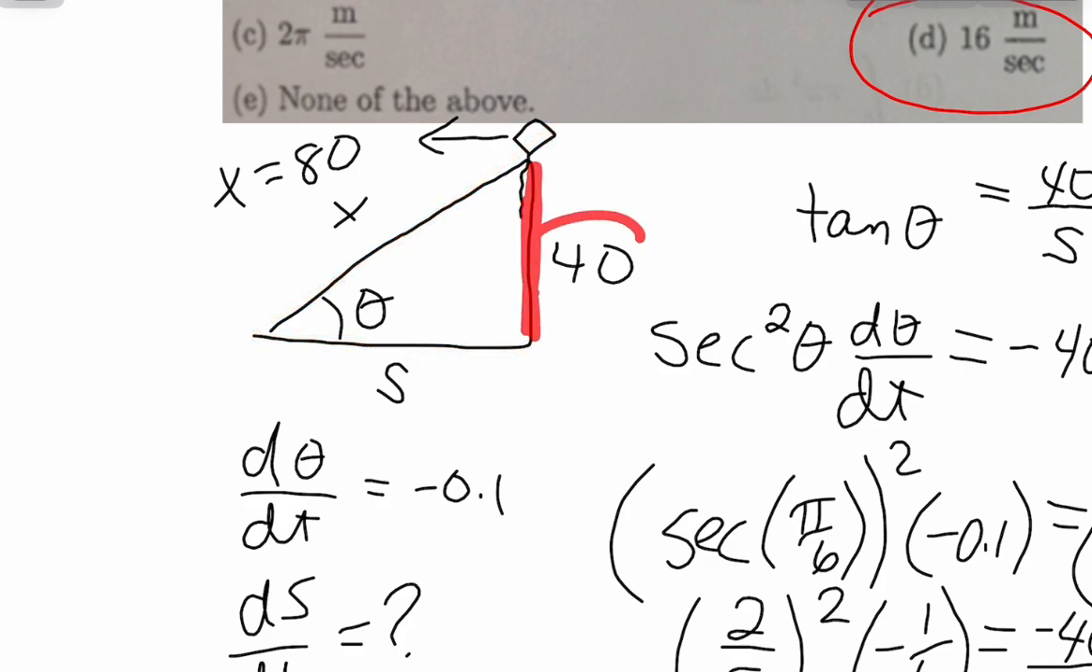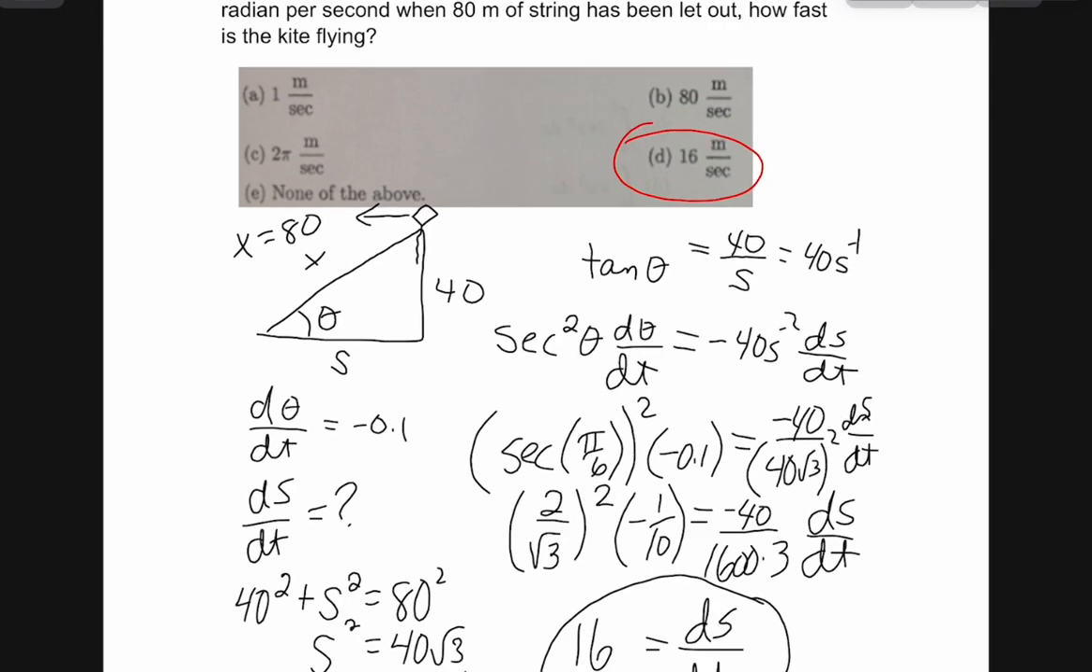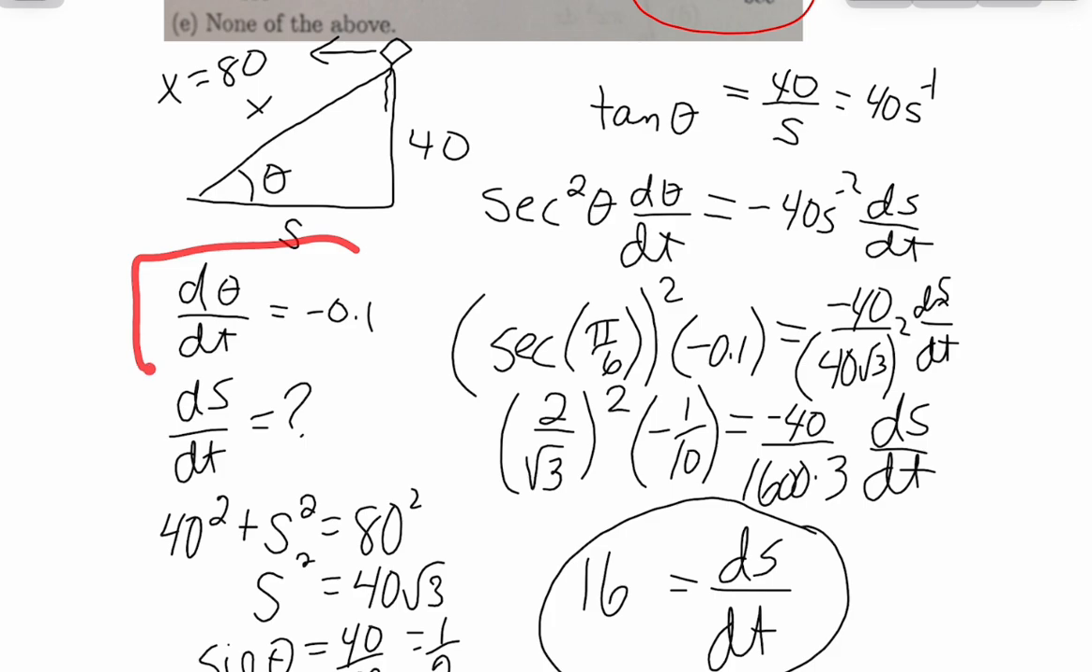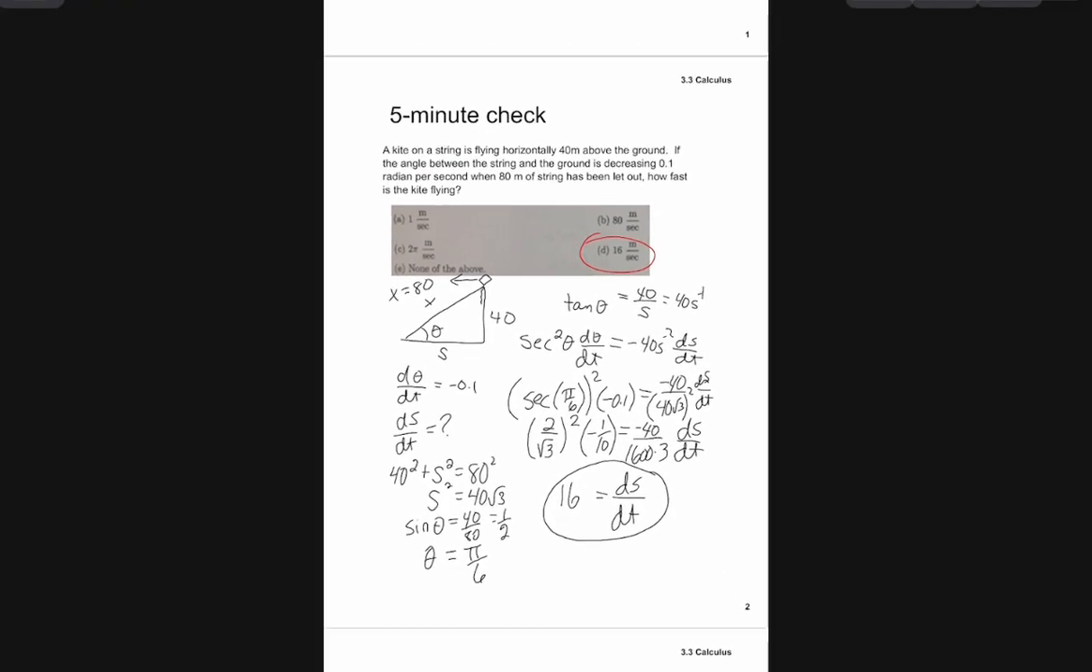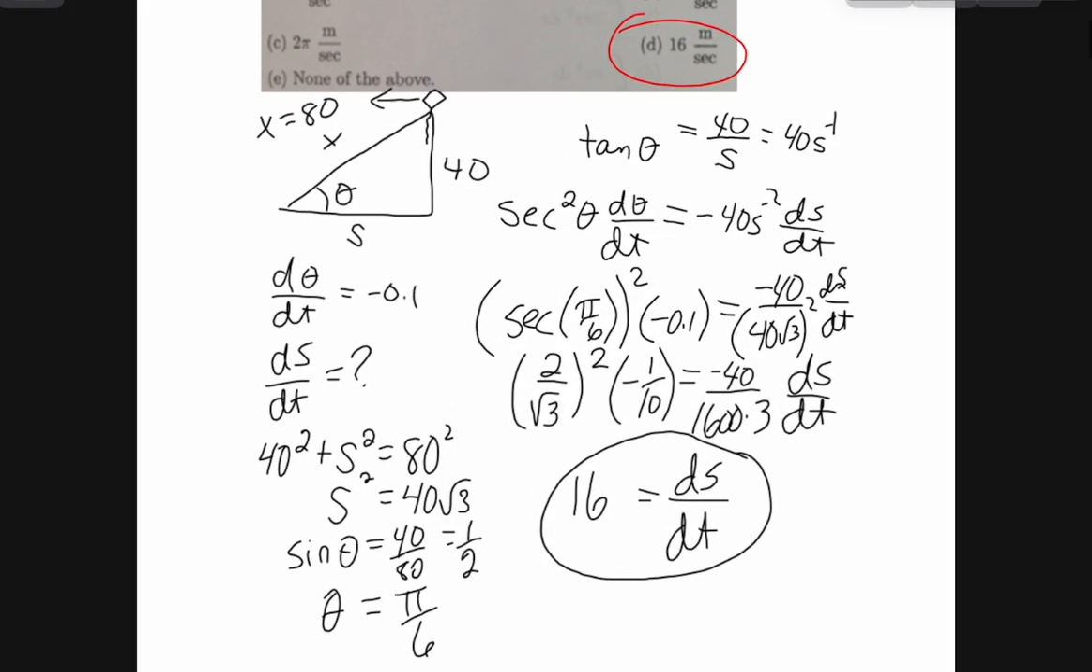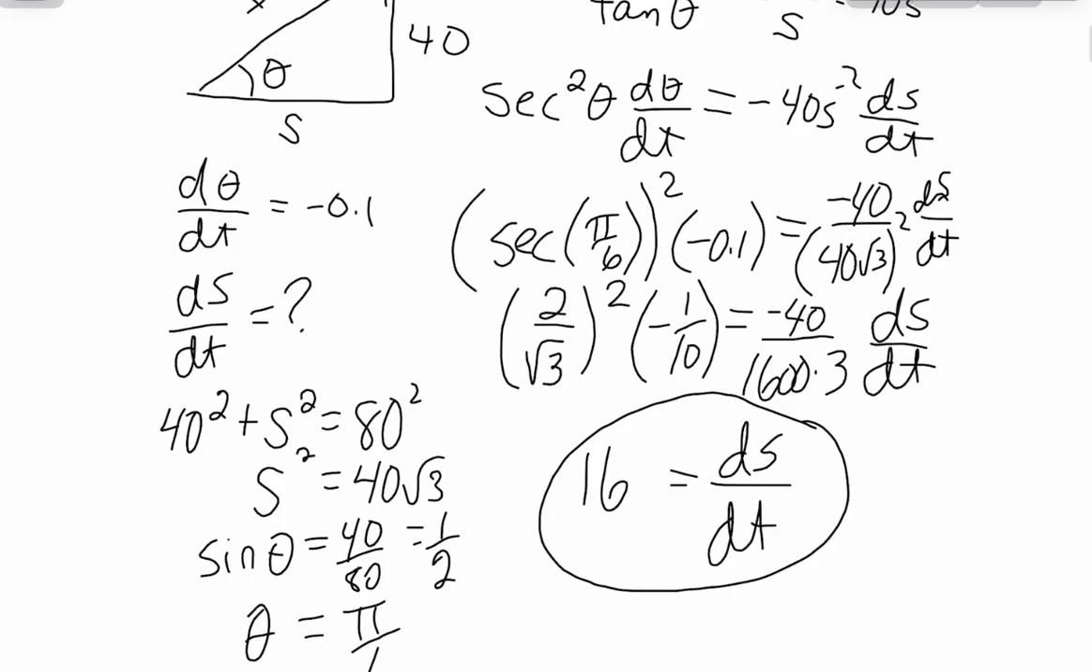This height is constant, so I just put the number 40 there. We do know that x is 80. We do know d theta dt is changing at a rate of negative 0.1 radians per second. So we do have to use radians in our calculation. Just make sure your calculator is in radians if it doesn't come out great. We need to find out how ds dt is changing.